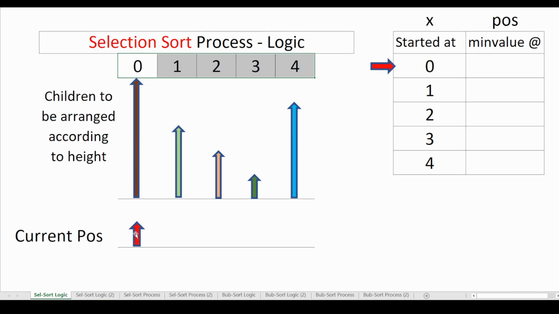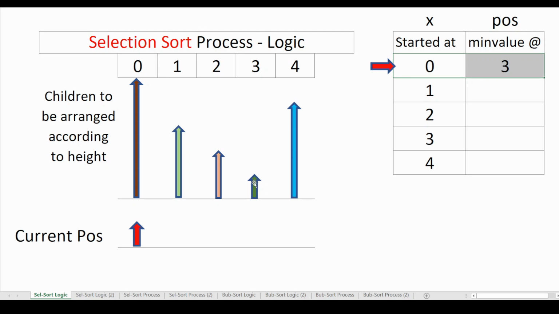I am standing beside the first child, child number 0. Starting from child number 0, I try to figure out from the beginning till the end which child is the shortest. I can see from here that child number 3 is the shortest. So what do I do? I swap their positions. I was on position number 0, and where I found the shortest is position number 3. So I started from here at 0. I write down 3 as the position where I found the minimum value.